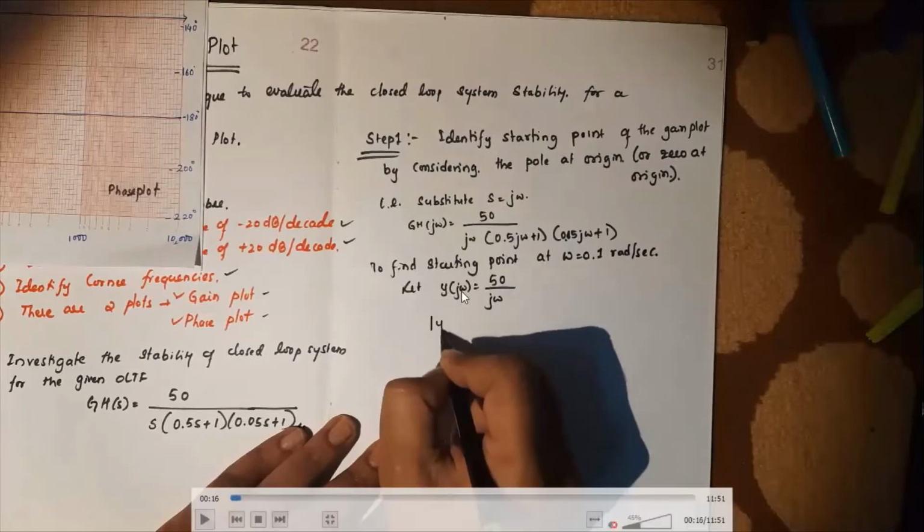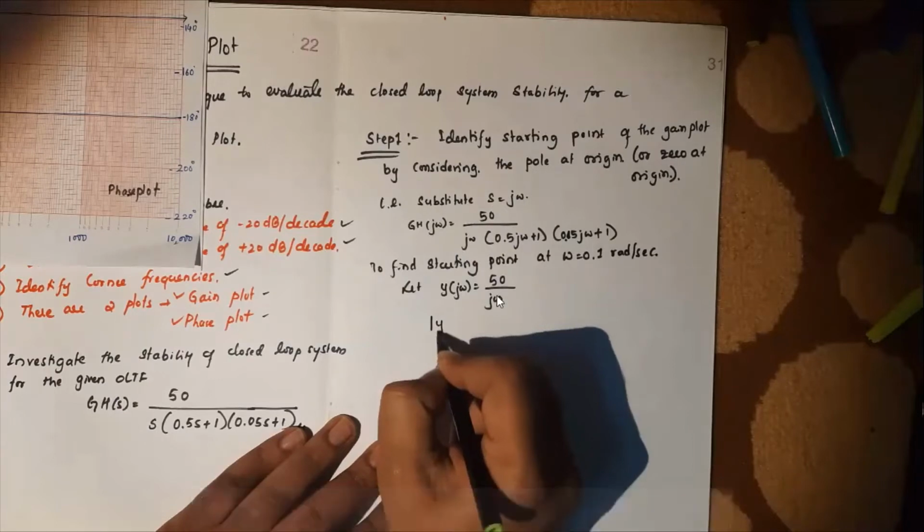Let us choose a pole at origin, which is nothing but 50 divided by s. This is pole at origin. It is nothing but s plus 0. So that's why I call it as pole at origin. So I will choose only that term which is having pole at origin. So 50 by j omega is the term.